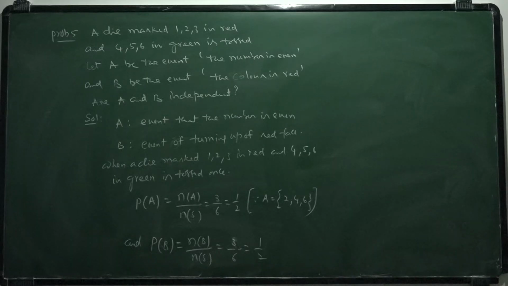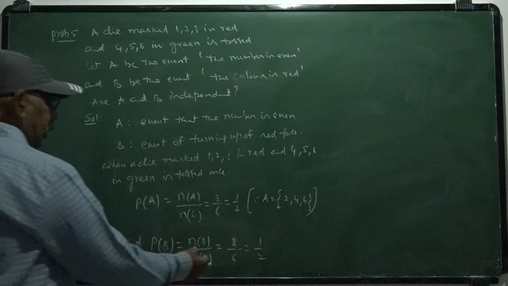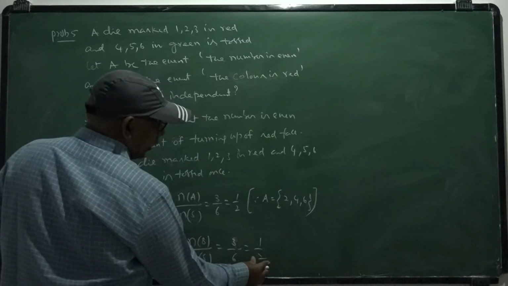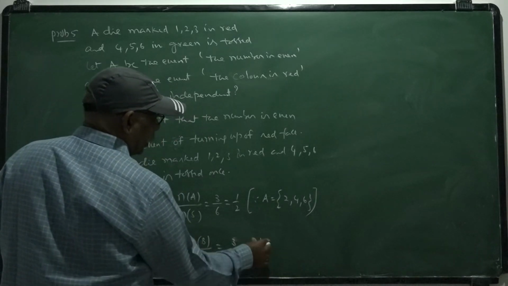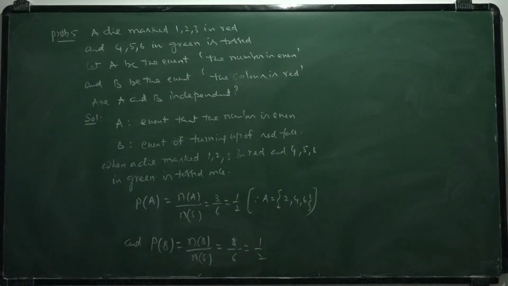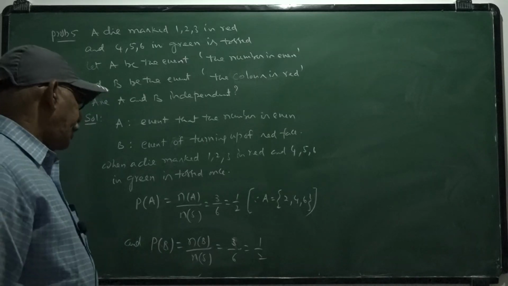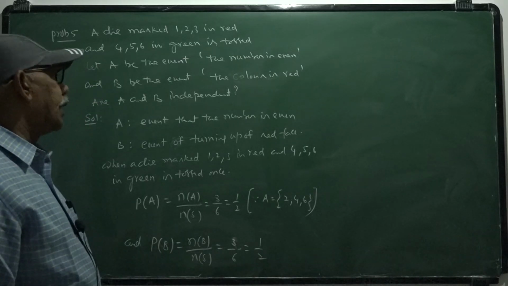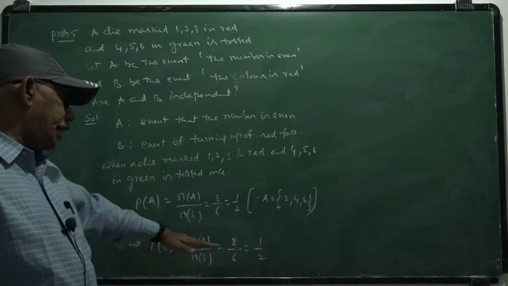Either getting green or getting red, 2 ways. Out of that, red is in favor. So hence 1 by 2. Here the getting of a red face and getting of a green face are equally likely, hence it is 1 by 2.